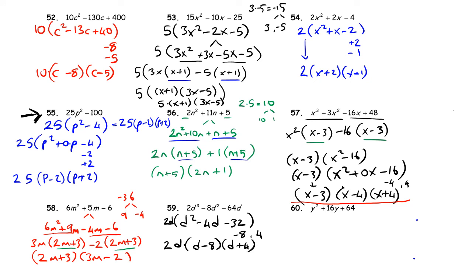Last example. The leading coefficient is 1. We're going to find factors of 64 that could add up to 16. It's going to be 8 and 8. So I can write y plus 8, y plus 8, which can also be written as y plus 8 quantity squared.